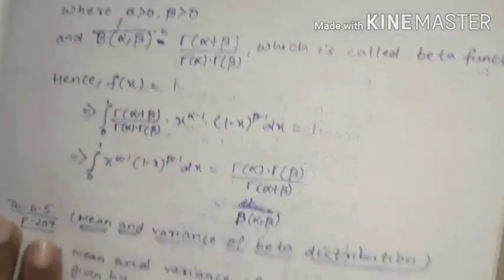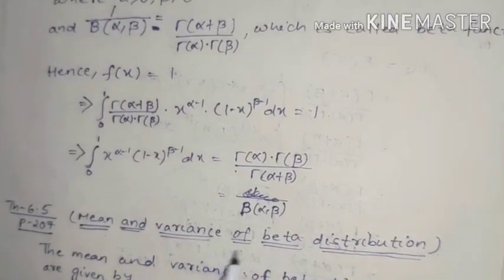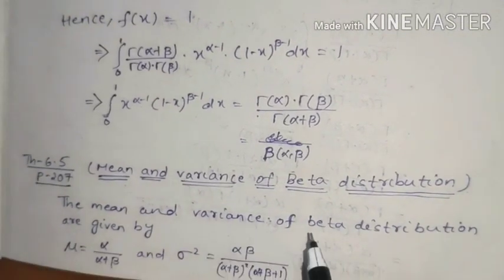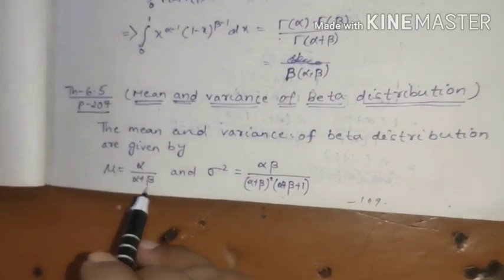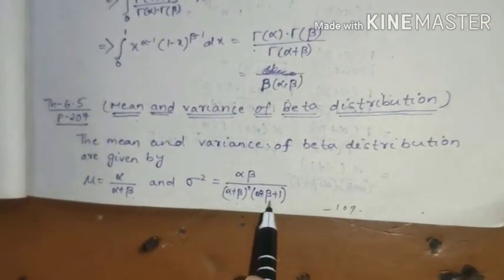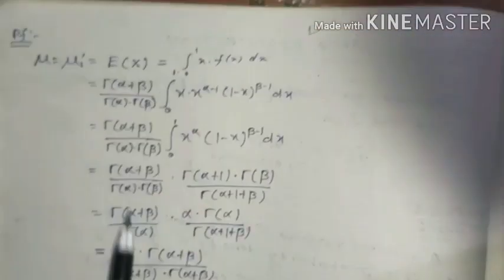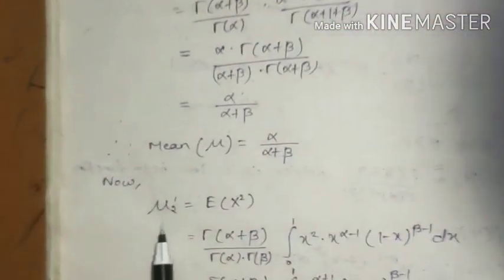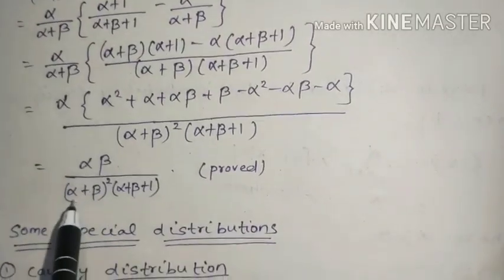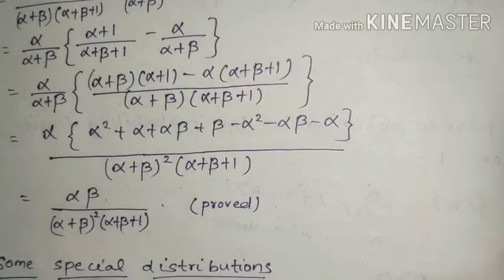Now, how can you find out the mean and variance of a beta distribution? Mu is equal to alpha by alpha plus beta, sigma square is equal to alpha beta by alpha plus beta whole square into alpha plus beta plus 1. Expectation we have to find out, that is alpha by alpha plus beta, and the second one mu 2 dash, and the next one is sigma square, that is the variance. The next one is mu 2 dash minus mu square. After that the result is alpha beta by alpha plus beta whole square, alpha plus beta plus 1.